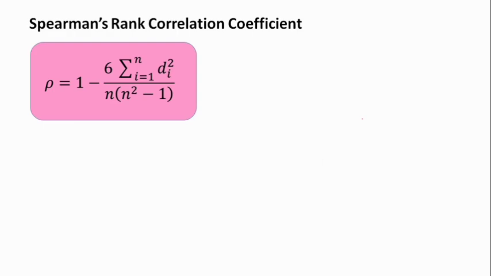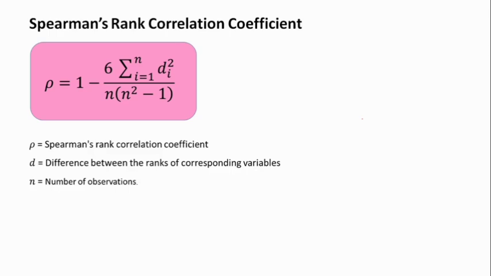The formula used for calculation of Spearman's rank correlation coefficient is given here. As you can see, rho is equal to 1 minus 6 times the summation of di squared, where i equals 1 to n, divided by n times n squared minus 1. So rho is nothing but the Spearman's rank correlation coefficient. Small d is the difference between the ranks of the variables, and n is the number of observations.